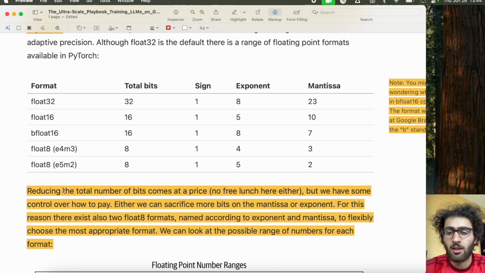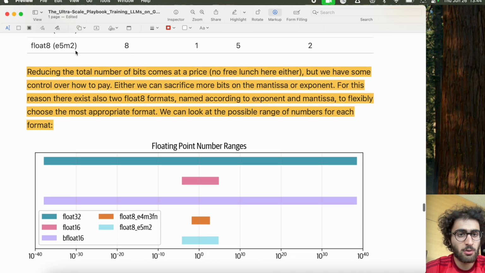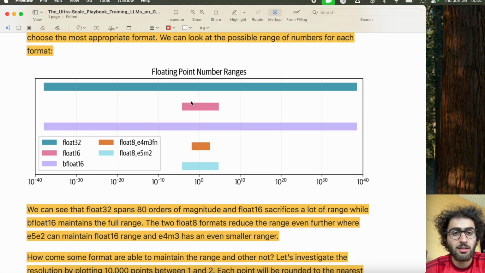exponent and mantissa allotments. You'll notice that these two formats, as well as these two, are like conjugate pairs, which is to say that one focuses on the dynamic range, which is the exponent, and the other focuses more on precision, which is the mantissa. And I'm going to explain this with these very well done diagrams. Reducing the total number of bits comes at a price, no free lunch here, but we have some control over how to pay. Either we sacrifice more bits on the mantissa or the exponent. For this reason, there are 2 float8 formats and 2 float16 formats.